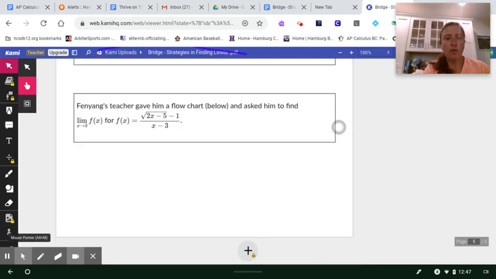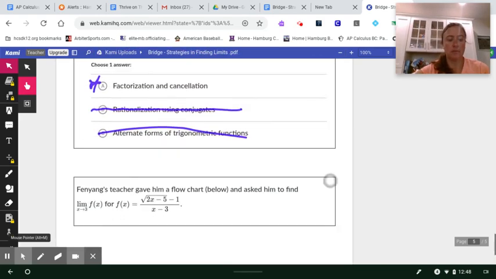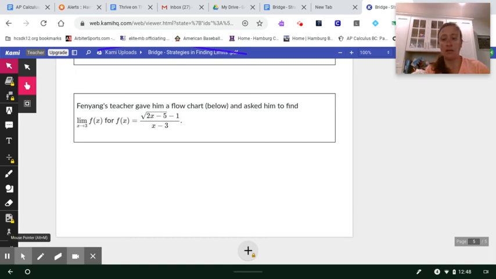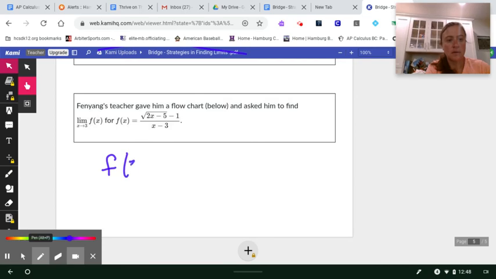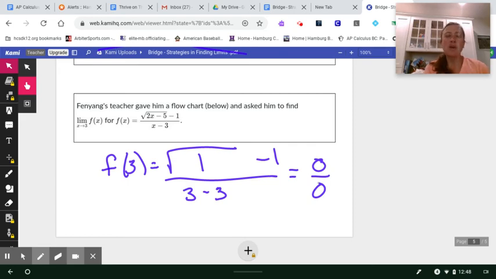Fen Yang's teacher gave him a flow chart below and asked him to find the limit as x approaches 3 of this function here, which apparently I don't have the rest to. So let's go ahead and approximate the x approaching 3. So f of 3 is equal to 2 times 3 is 6 minus 5 is 1 minus 1 all over 3 minus 3, which is going to get me a 0 over 0.